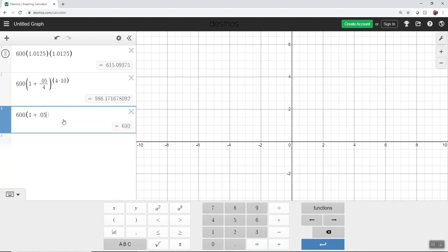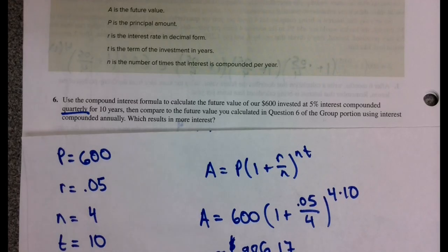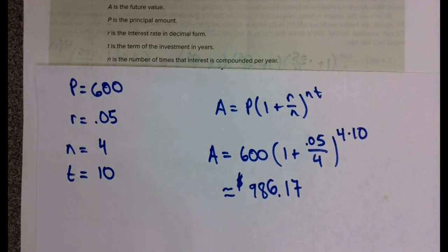So if we do once per year, we would divide the 0.05 by 1, and we'd raise this to just the 10th power because we're only compounding once per year. Notice not a huge difference, right? 986.17 versus 977.33. That's roughly $9, a little less than $9. But remember, you didn't actually do anything. All you did was put it in a different savings account.